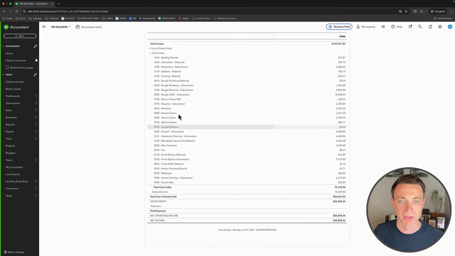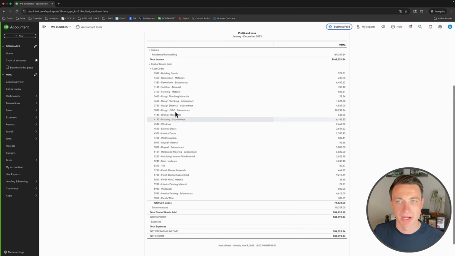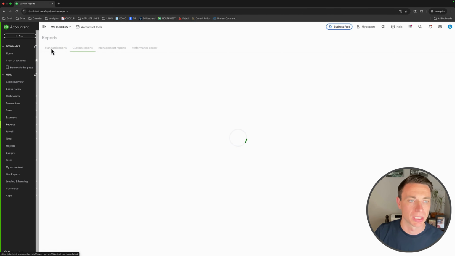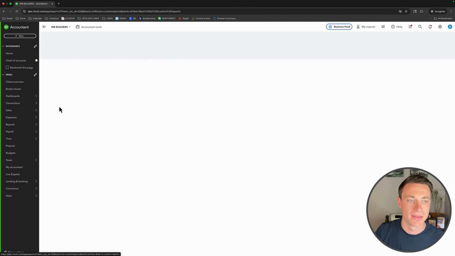Now this sample isn't even fully built out yet, so there's not even that many here, but we don't want our profit and loss to have all this detail. We want our profit and loss to give us a pretty quick hitting, how much did we spend on the project, maybe broken down into a couple categories, labor, materials, subcontractors, but not to this level. This is way too much detail, right? We want it to look a little bit more something like this.